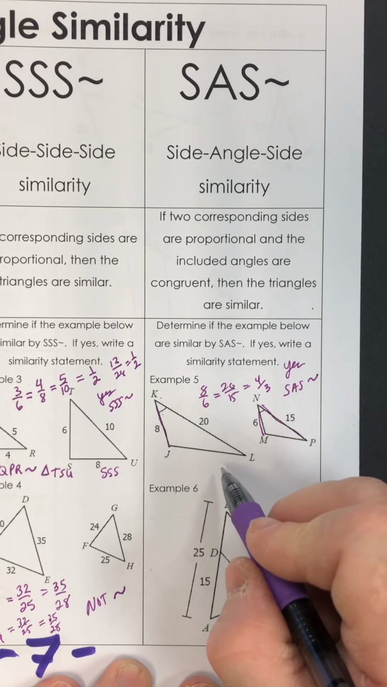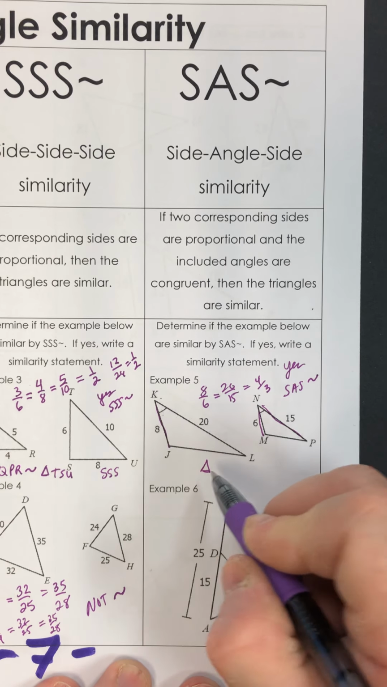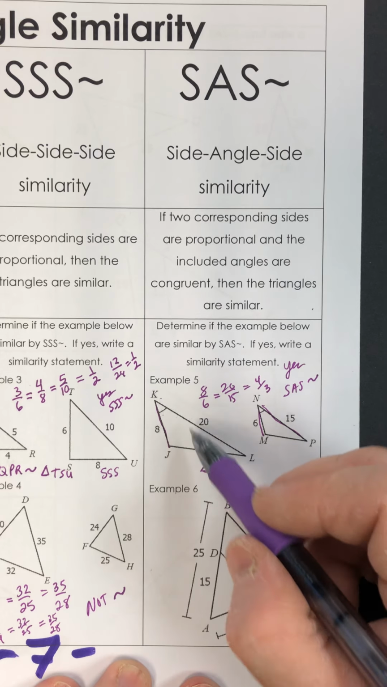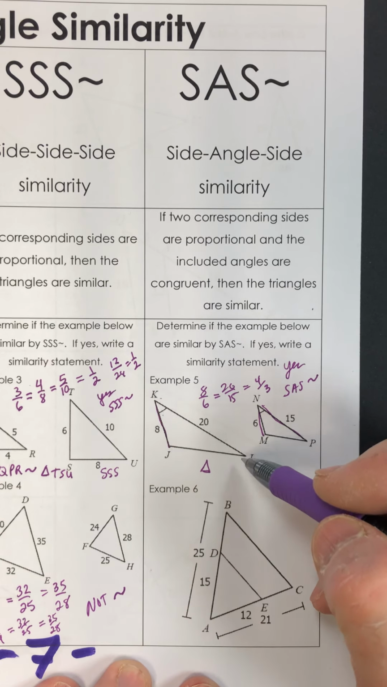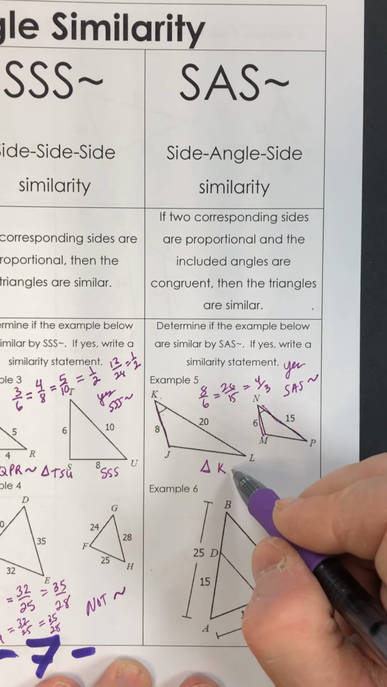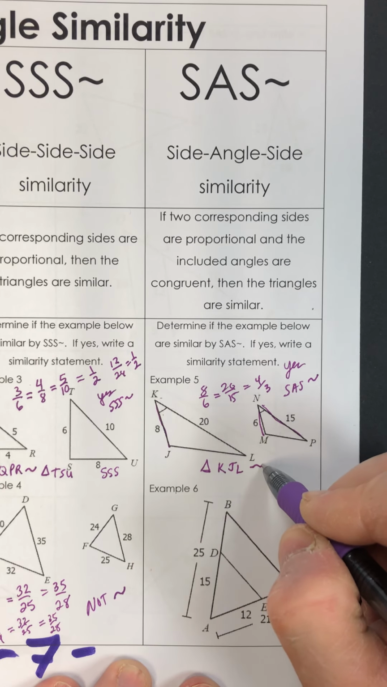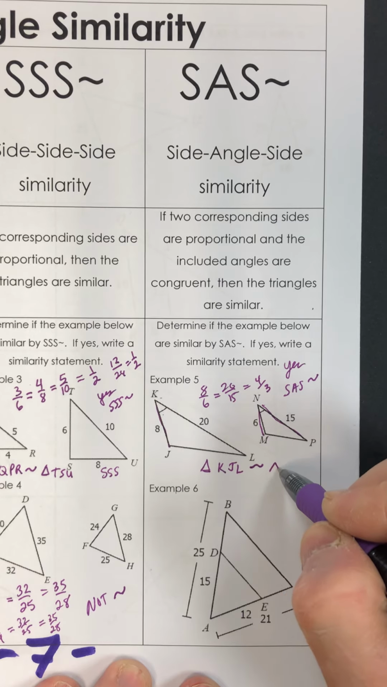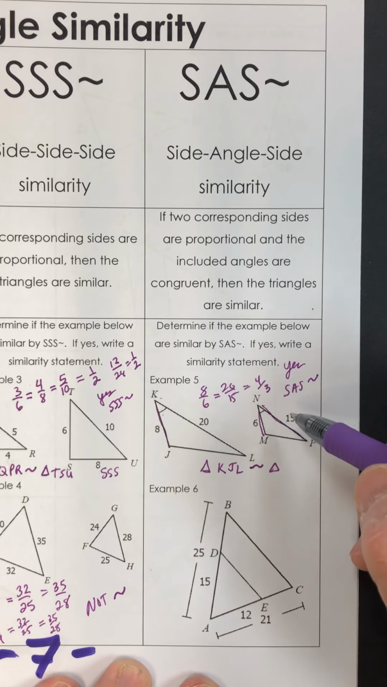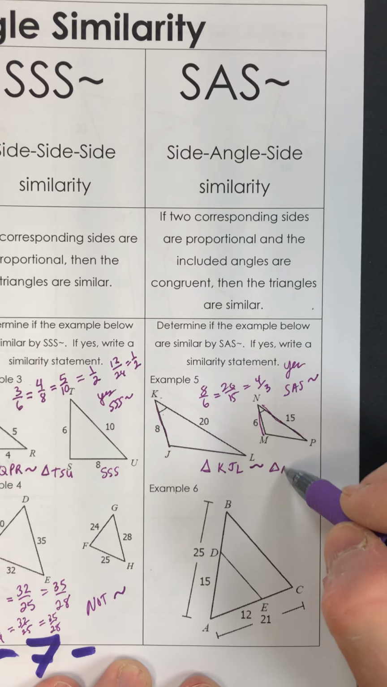So the statement, and we could say triangle KJL would be similar to triangle. If I went KJL, I'd have to go NMP.